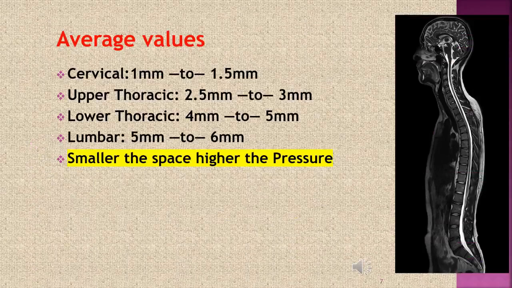What are the average values of epidural space? It has been found that the smaller the space, the higher the pressure. So it is largest at the lumbar region, where it is 5 mm to 6 mm, and narrow at the cervical region, where it is found to be 1 mm to 1.5 mm, whereas upper thoracic is 2.5 mm to 3 mm and lower thoracic 4 mm to 5 mm.